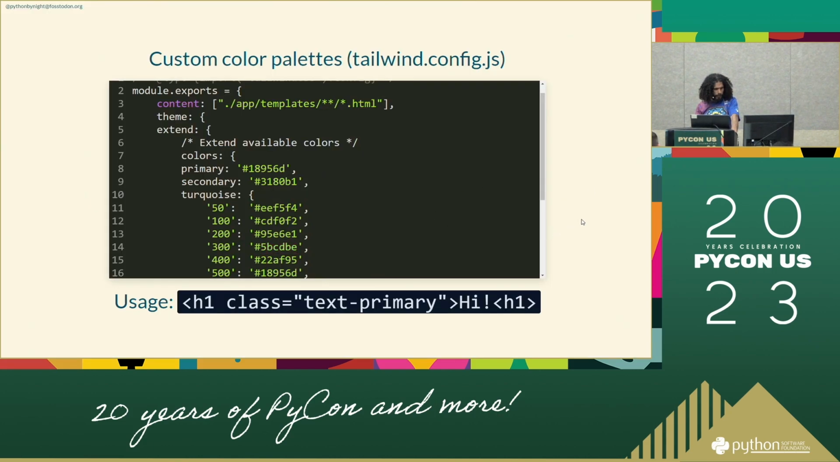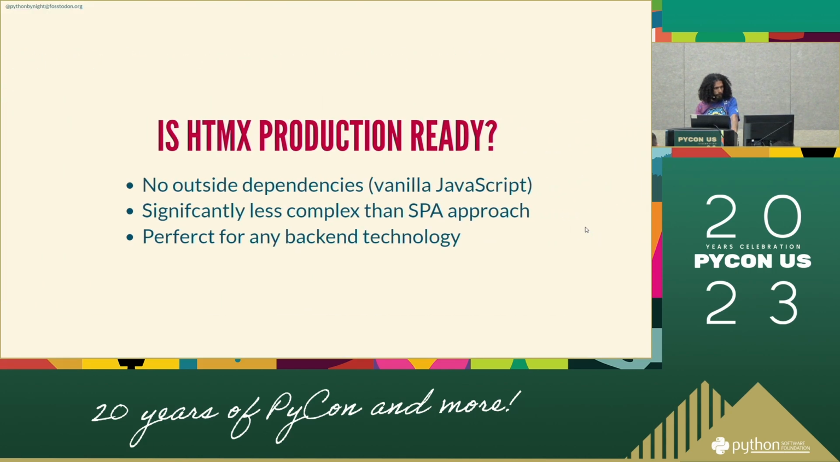And I do also want to talk about HTMX. One question I got asked previously when I was talking about this topic with a group of people was, is HTMX production ready? That's like the main question. Now, the advantage you have here is that you have no outside dependencies, outside of your Python dependencies. All you need is a file and your static assets, right? The vanilla JavaScript file we saw. It's significantly less complex than a SPA approach, a single page application.